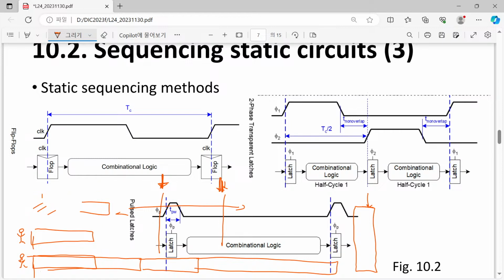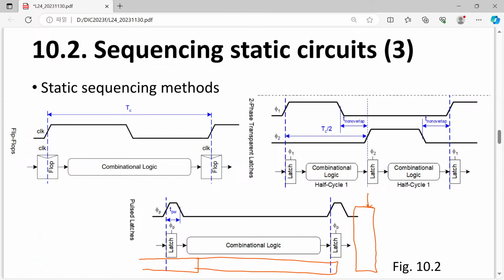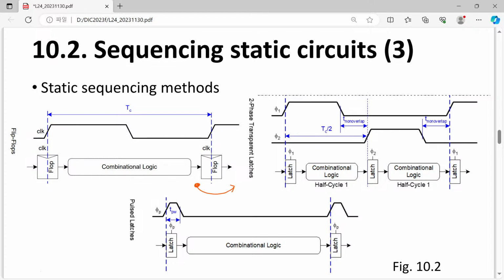So now once again, these memory devices, the flip-flop, can make a certain end of our period. After that, send our information from the previous stage to the next stage. So this is the one for using flip-flop. However, we can also find other methods, like using a latch.